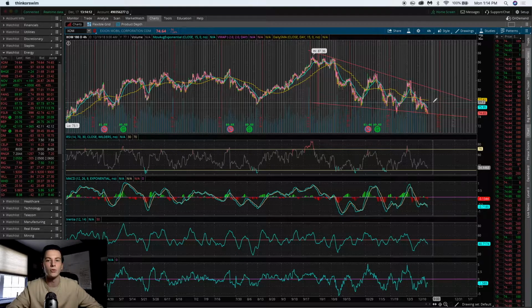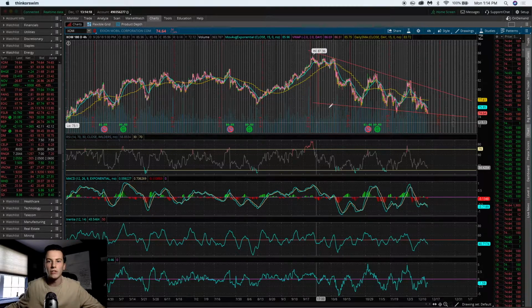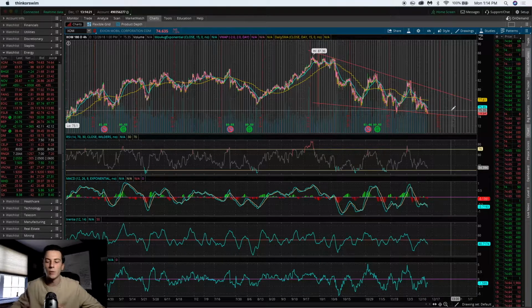All you really have to do is draw support and resistance lines, and not just horizontal ones, but be able to draw ascending or descending support and resistance lines, and then that's how you'll be able to figure it out. And there's different types of triangles. There's ascending triangles, descending triangles.